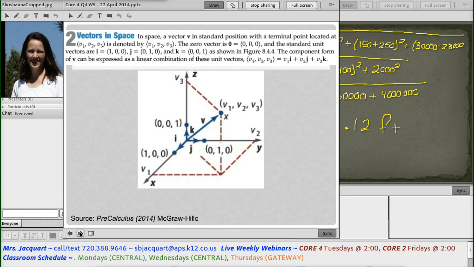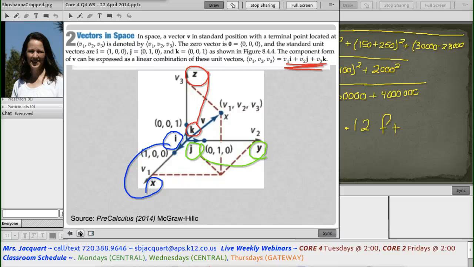Alright, so we're talking about vectors in space. What I want you to recognize is the i goes with the x, the j goes with the y, the k goes with the z. So if I see something in vector form, I just pull off the first one as an x location, y location, z location.